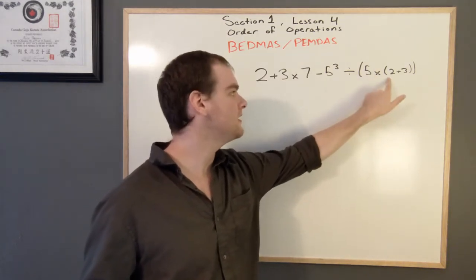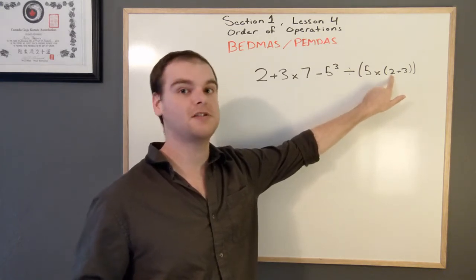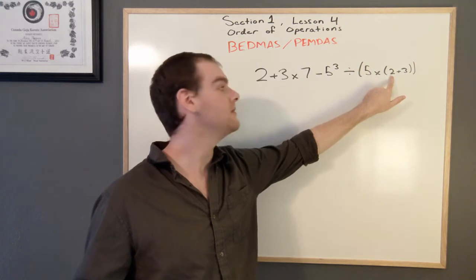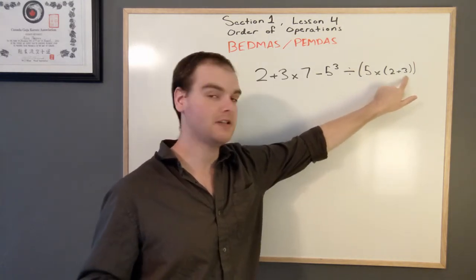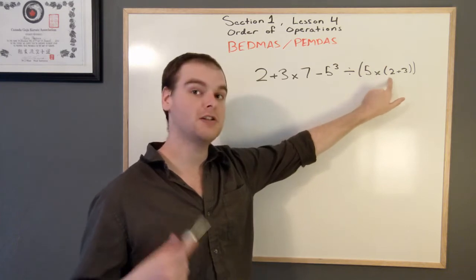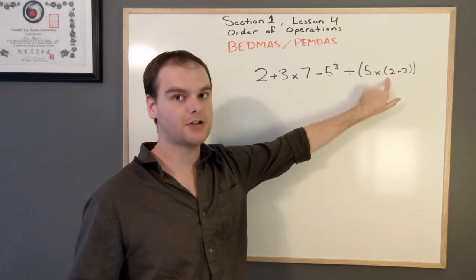And we go left to right, and we see this guy. We say, okay, let's go inside of him. And we ask ourselves, is there any more parentheses or brackets? And we see there isn't. So we move on to exponents. There aren't any. So then we do multiplication and division. There isn't any. So then we do addition and subtraction.